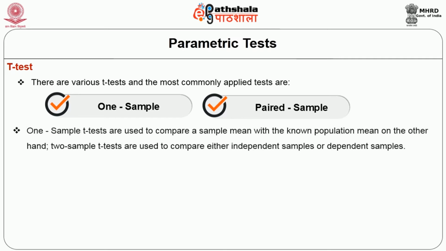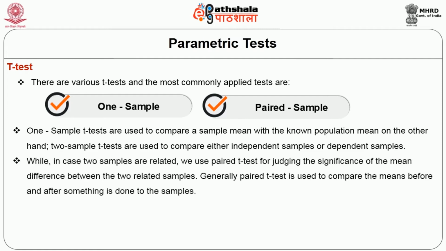One sample t-tests are used to compare a sample mean with a known population mean. On the other hand, two sample t-tests are used to compare either independent samples or dependent samples. Well, in the case of two samples being related, we use paired t-test for judging the significance of the mean difference between the two related samples.